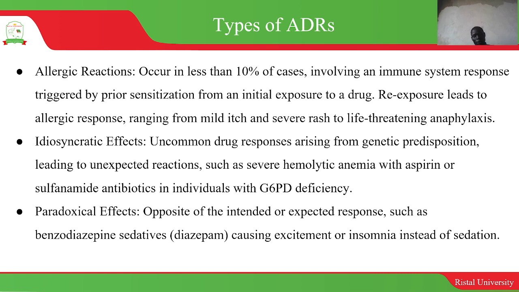Now let's look at the types of ADRs. We look at allergic reactions, and then we have what we call idiosyncratic effects, and we also have paradoxical effects. So allergic reactions occur in less than 10% of cases, involving an immune system response triggered by prior sensitization from an initial exposure to the drug. And then re-exposure leads to an allergic response ranging from mild itch and severe rash to life-threatening anaphylaxis.